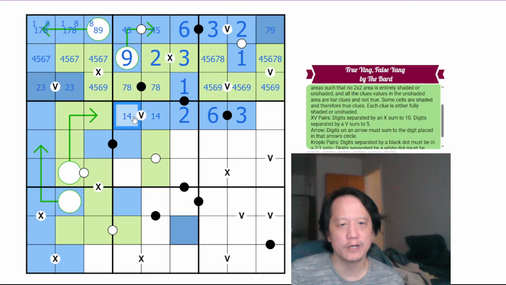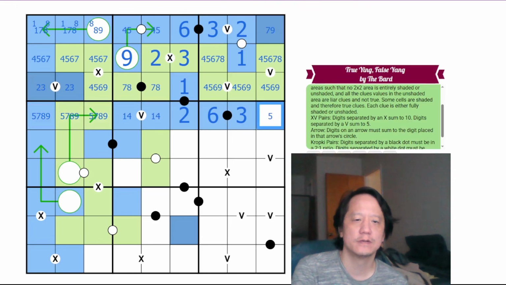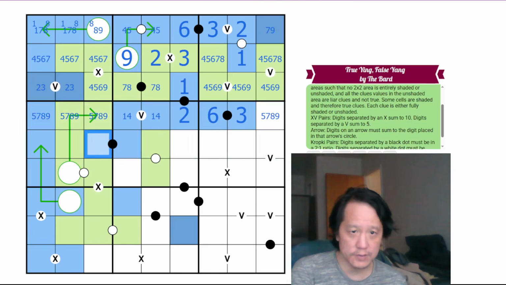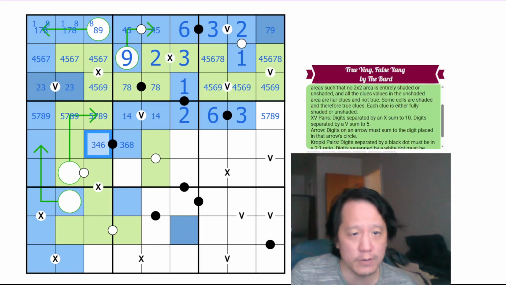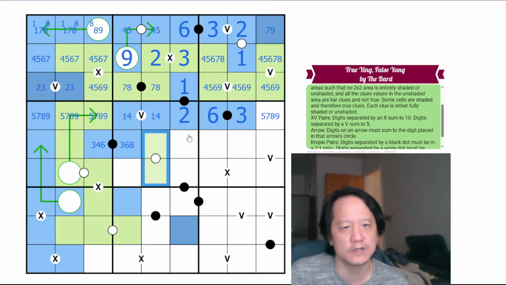What else do we have? Remaining digits of row 4 are 5 through 9. These are in a 1-to-2 ratio, and this cannot be 1, 2, or 4. So it could be 3, 6 with 3, 6, or 8 here with 4 there. These can't be consecutive.